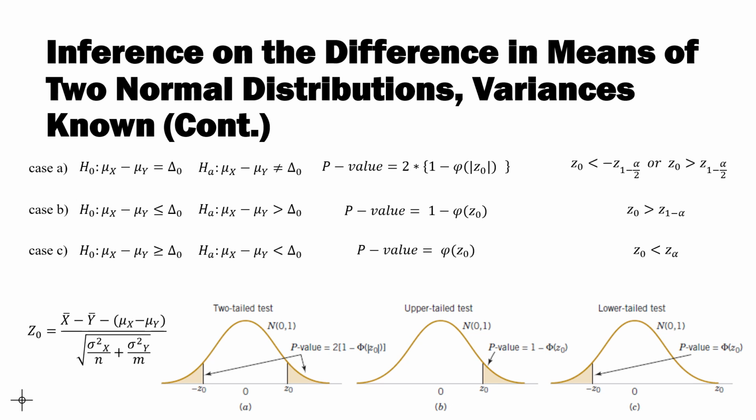The upper-tailed test, case B, is used when we are specifically testing whether the difference in population means is greater than the hypothesized value as stated in the alternative hypothesis. In this test, the p-value is calculated by finding the probability of observing a z-test statistic greater than the one we calculated. If this p-value is small, it indicates that the observed value is unlikely to occur under the null hypothesis, leading us to reject the null hypothesis in favor of the alternative.